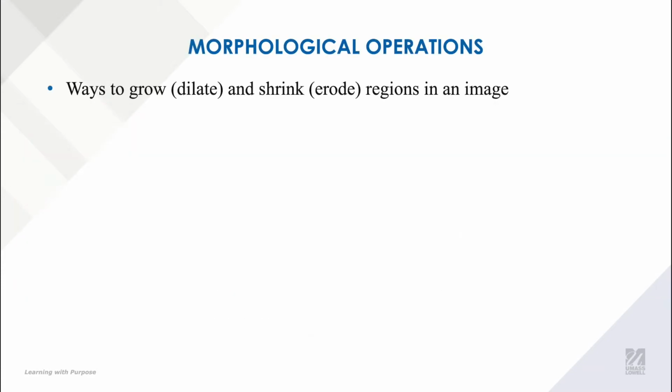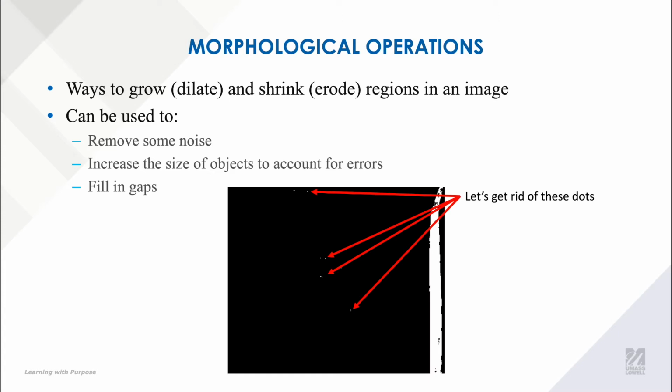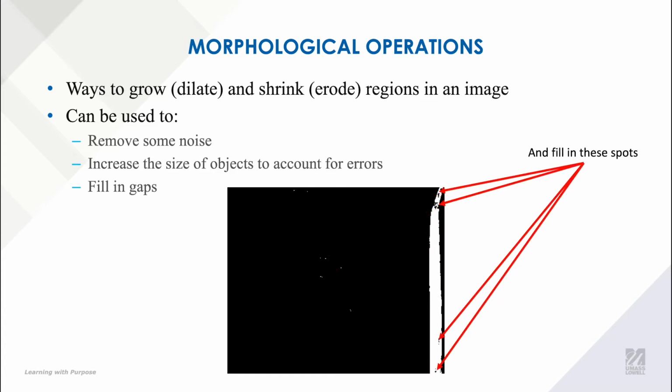Well, we use morphological operations. And that's a long phrase. It really means that we have a couple of methods that grow, or dilate, and shrink, or erode, regions inside of an image. This can be used to remove some of that noise that we saw. It can be used to increase the size of objects, which can be useful if you want to account for some errors. So if you see something ahead of you, you really want to make sure you don't hit it. Maybe you dilate a little bit to make it look a little bit bigger, and then you'll have a little bit of air margin to go around it. And it can be used to fill in gaps in what should be solid objects. So really what we're trying to do is get rid of these dots and fill in these spots.